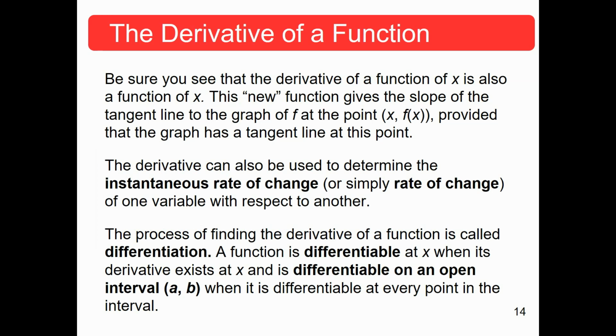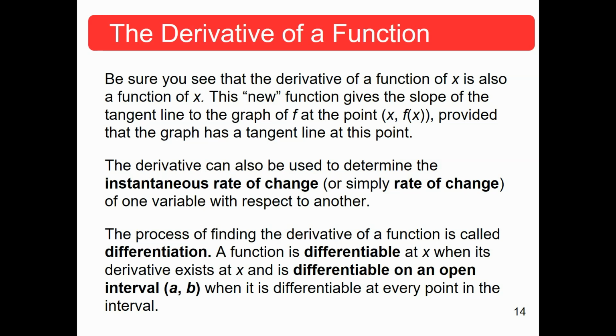Now, be sure to see that the derivative of the function is also a function of x, right? If we take the derivative of a function, we're still going to get something that has x in it, right? The new function is given that slope of the tangent line that we talked about at the point x, f of x. Any given x, f of x, provided that the graph has a tangent line at that point. The derivative can also be used to determine what's called instantaneous rate of change, or simply rate of change, of one variable with respect to another one.